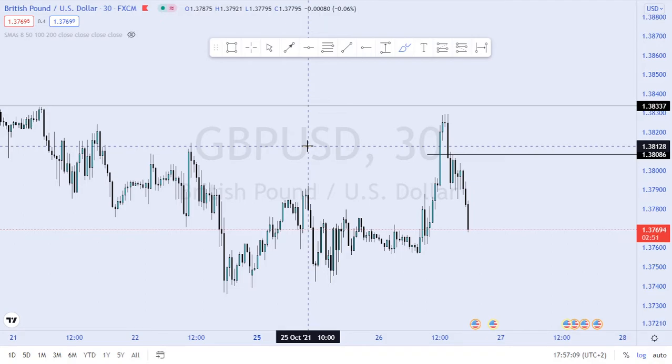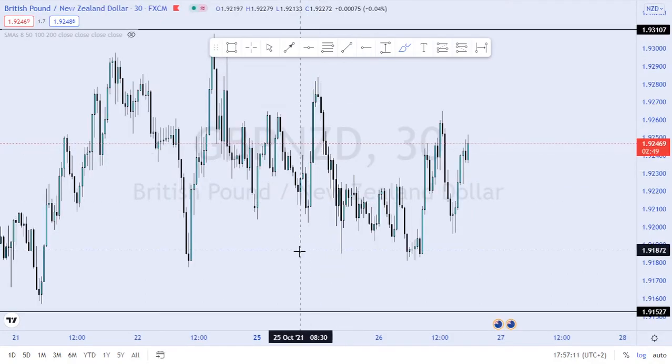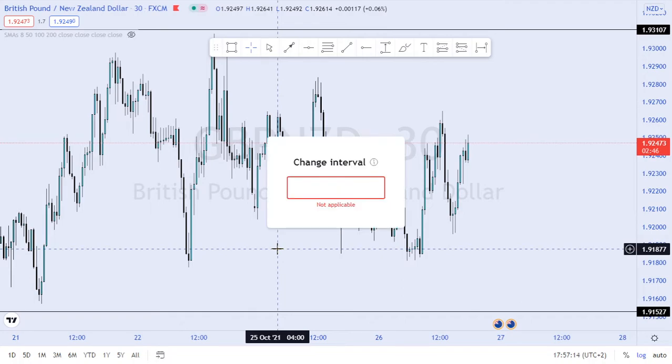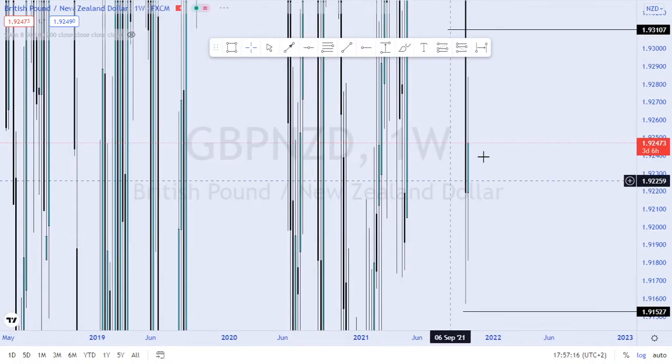So let's jump into GBP NZD. So let's start off from a clean chart and from our weekly time frame, guys.